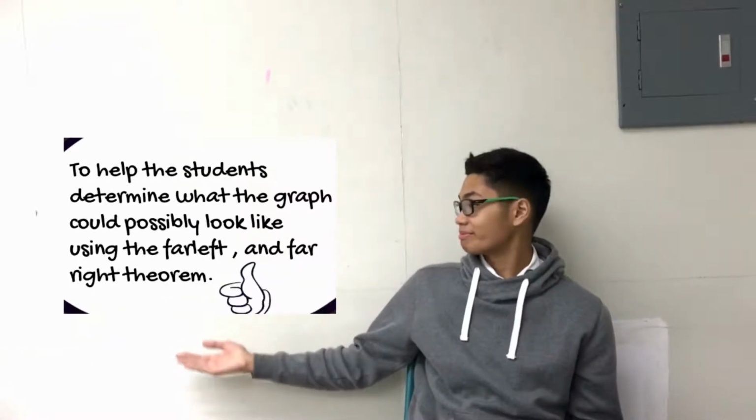The first objective is that we would help you determine what the graph could possibly look like using far left and far right. The second objective is to find out if there is a root in between two intervals in the continuous function. The third is to help you solve a binomial expression that has been raised to a large power.